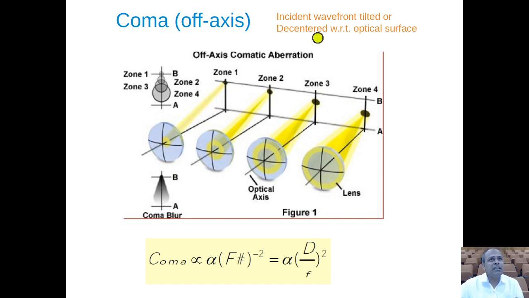This happens when our incident wavefront is tilted or decentered with reference to the optical surface. So what you see here is basically this optical surface, and in yellow there are different zones shown over here. Different zones form different images, and finally they take the shape of a coma. So that is why it is called the comatic shape. And since these different zones are tilted with reference to the optical surface, this angle is referred to as alpha. So you can see this comatic aberration is equal to alpha into d by f square.